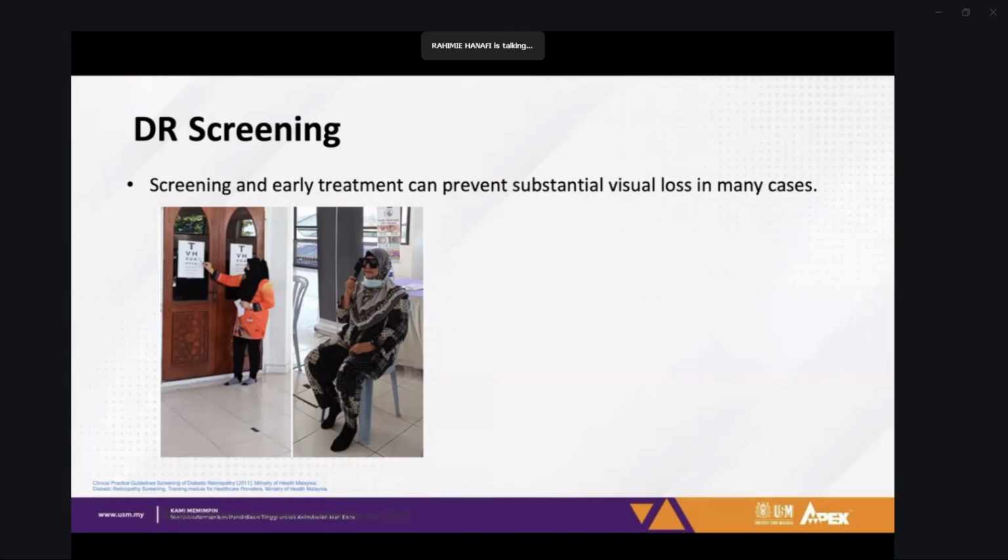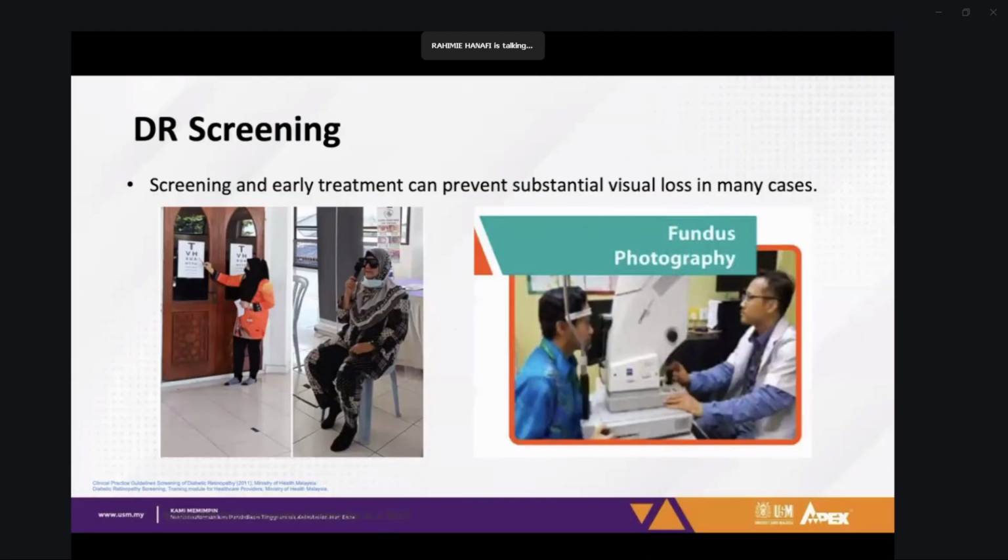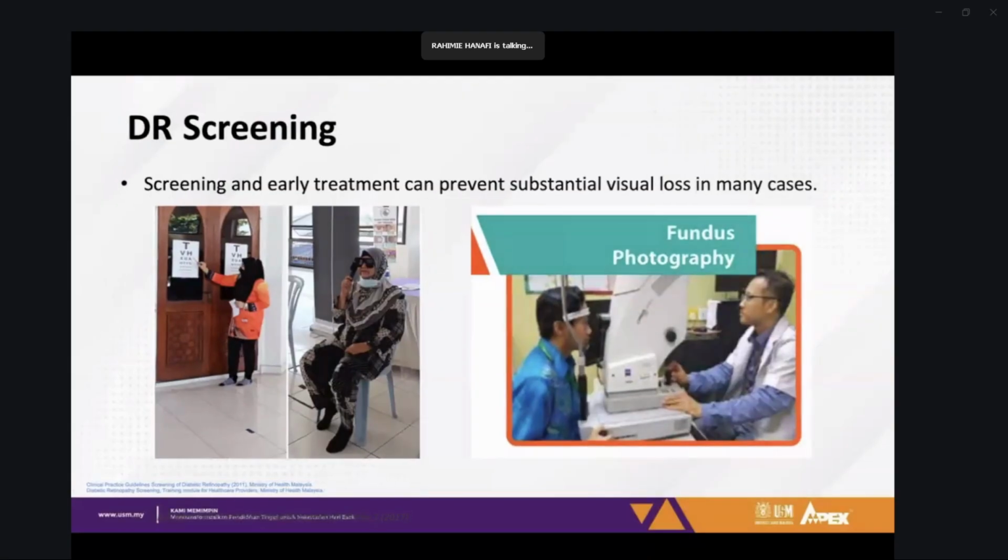Okay, method of screening: we use baseline visual acuity as a vital sign for the eye, at least using a Snellen or equivalent chart. And yes, we have fundus photography in most health clinics. This can be taken by medical assistants or nurses, and later graded by optometrists or family medicine specialists, and also trained graders.